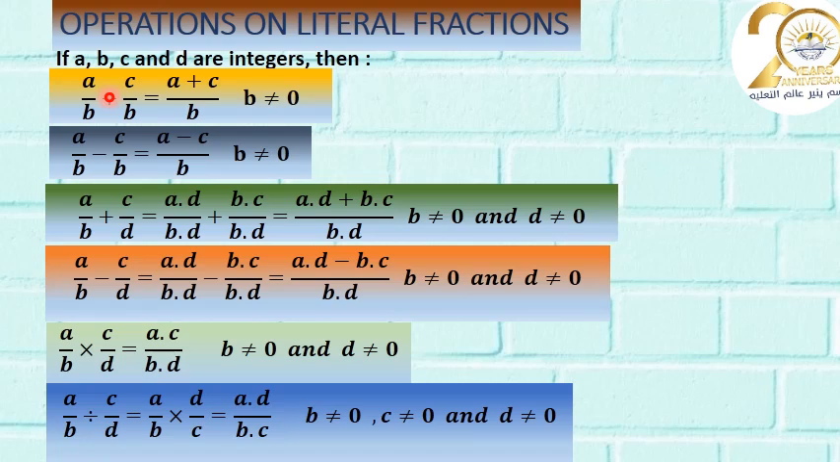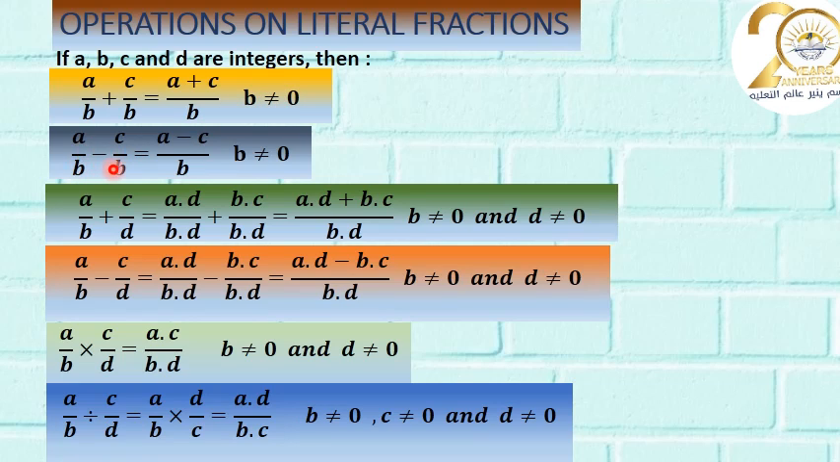Here are some solved operations as examples for the literal fraction. So the first example is when we have to add two literal fractions. If we have two literal fractions having the same denominators, we just add the two numerators together and the denominator stays the same. So a over b plus c over b is simply the result of a plus c over b, with b different to 0. And in each fraction we have to mention that the denominator is different to 0.